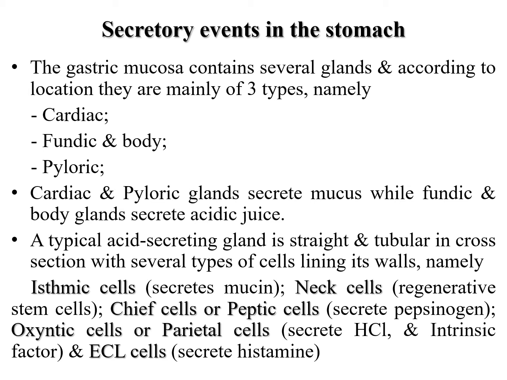Thereafter the glands are lined by different varieties of cells, namely the chief cells or peptic cells that secrete the proenzyme pepsinogen. Then the oxyntic cells, also known as the parietal cells, secrete the hydrochloric acid as well as the intrinsic factor of Castle. And also another variety of cells are the enterochromaffin-like cells or ECL cells. They secrete histamine. These are the main types of cells lining a gastric gland.